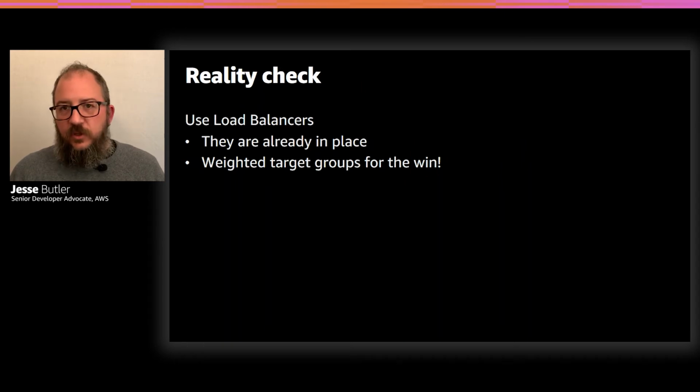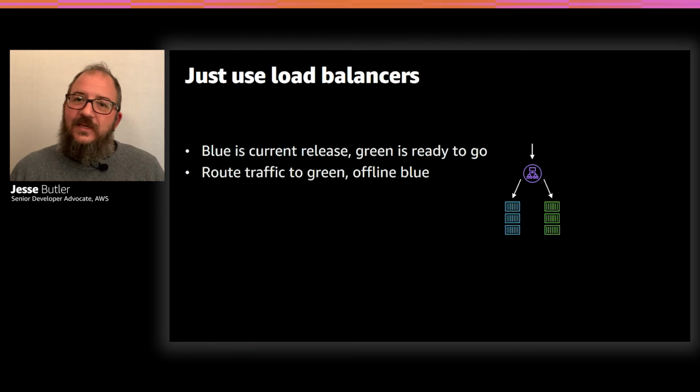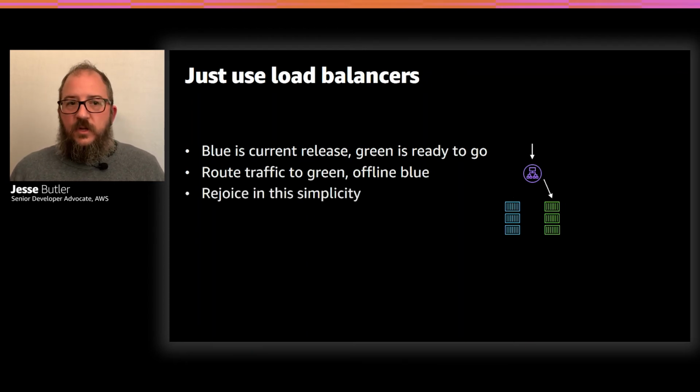We're talking about deployments in this talk. Why don't we just use load balancers? They're already in place. Weighted traffic groups are awesome. And that is true. For a lot of applications, you can just use weighted target groups on a load balancer. For example, we have a stack here with a blue-green deployment. So the blue stack's running, and we deploy green, we test it, we shift our traffic there, and we're ready to go. It's very simple. And it can work really well.